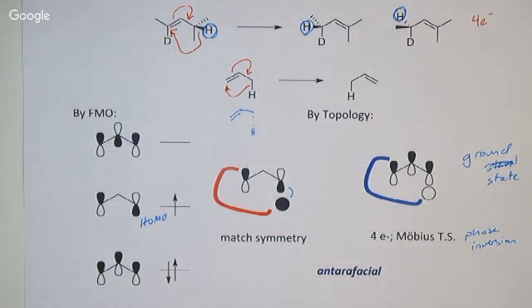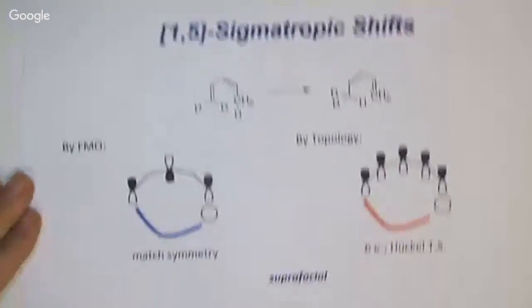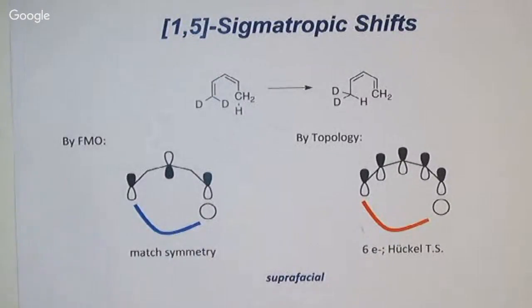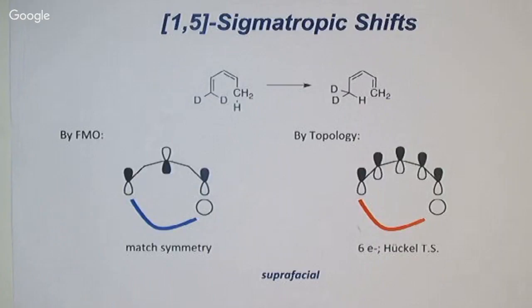In reality, it's not always that easy to do this, because in terms of bond lengths and bond angles, for 1,3 additions, it's not always considered a concerted process here, with hydrogen being the piece that's moving. But in theory, it's all possible. This is a little bit easier to understand than when we move to a 1,5 sigmatropic shift. So here we can think about this by FMO.